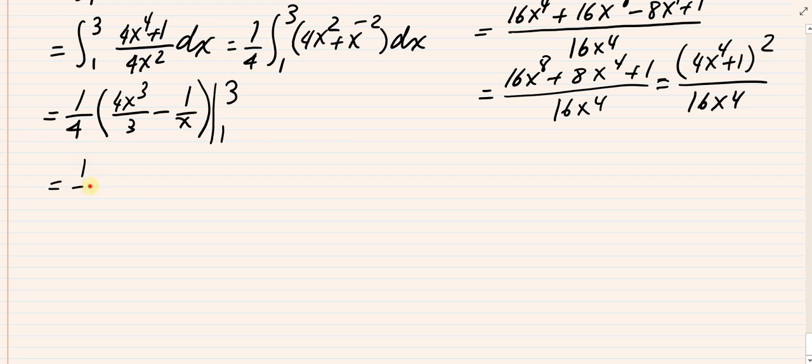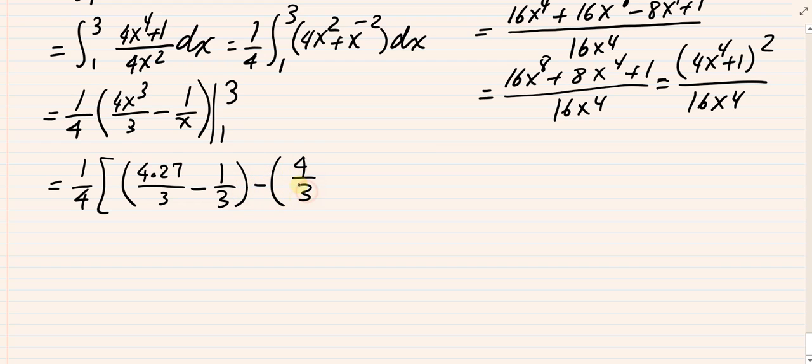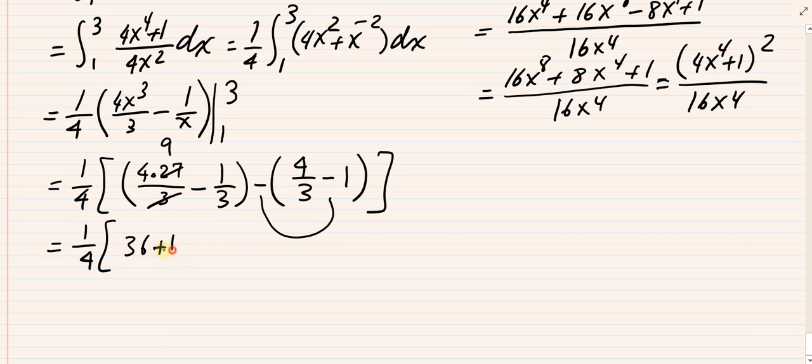And then we're just going to plug in the upper and lower limits, fundamental theorem. So it's going to be 4 times 3 cubed is 27 divided by 3 minus 1/3 minus, plug in a 1, we get 4/3 minus 1. That's going to be 1/4. 4 times 9, that's 36. Negative 1 is positive 1. On the fraction side of things, we have negative 1/3, negative 4/3. Right? Which combined gives you negative 5/3.